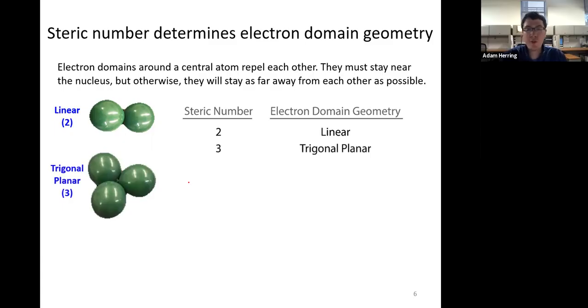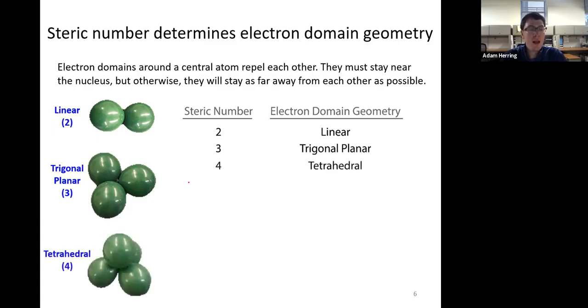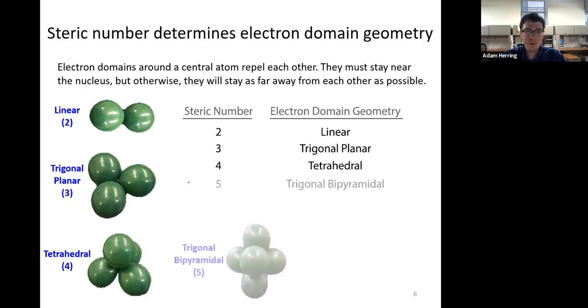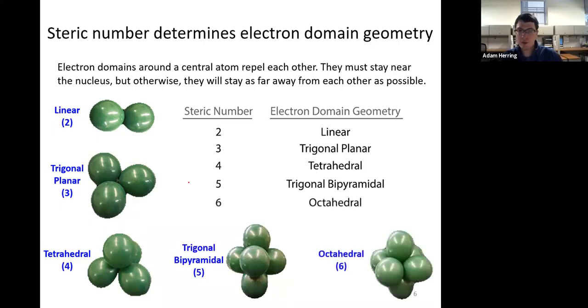A steric number of 3 is a trigonal planar electron domain geometry. And notice in both of these cases, the geometry is still 2-dimensional. It's still flat. However, as soon as we get to 4 domains, this now gives us a 3-dimensional shape, a tetrahedral shape. 5 domains is a trigonal bipyramidal, and 6 domains is an octahedral.